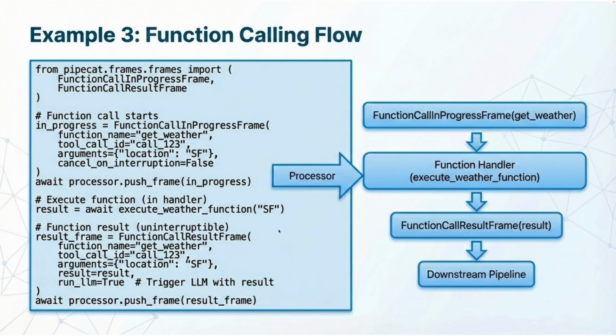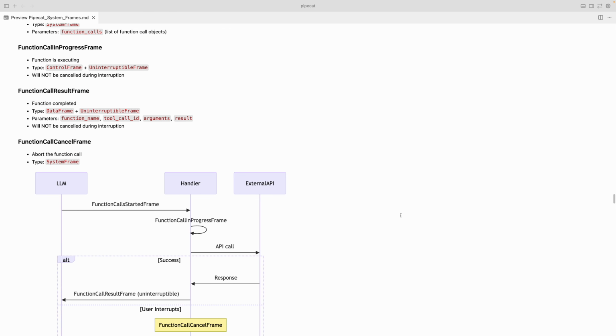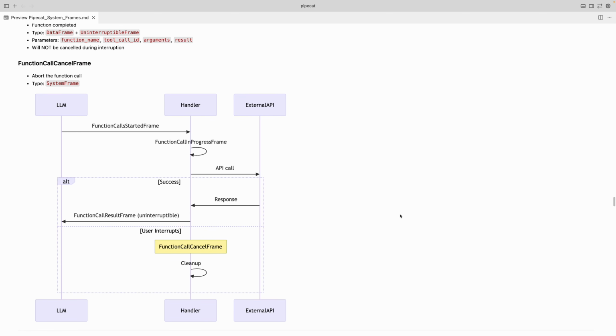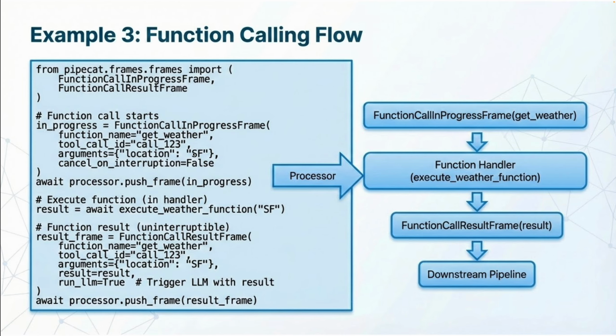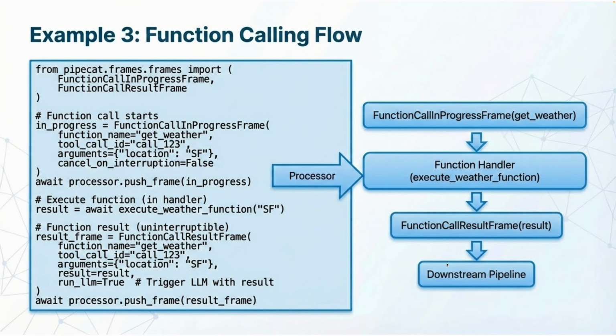So yeah, we have already discussed this in the diagram. This is the better diagram for function call started, call in progress, call result, and function call cancel. So call in progress is here. Yeah, you can see the example by yourself.